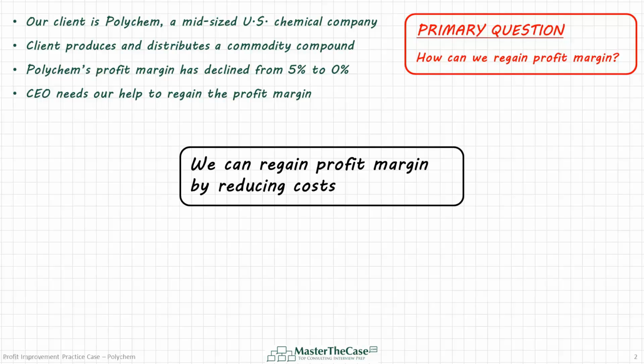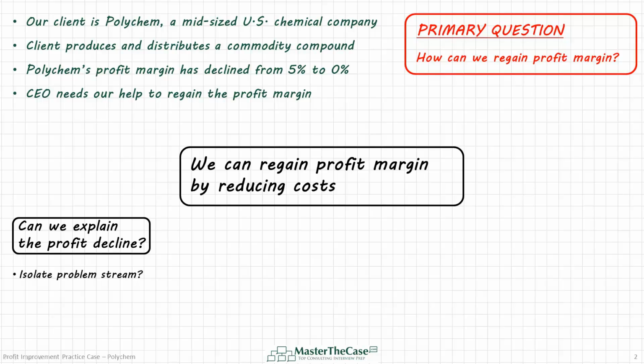In order to test the hypothesis, I will analyze 4 key issues. 1. Can we explain the profit decline? It is critical to do that before we can develop an effective plan to improve profit. In this area, I will look at 3 sub-issues. Can we isolate the problem profit stream? Have costs increased? And has revenue declined?